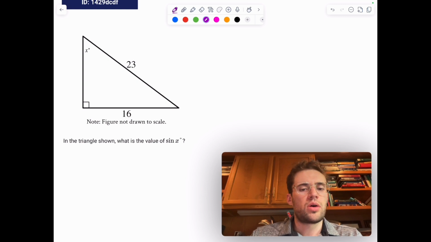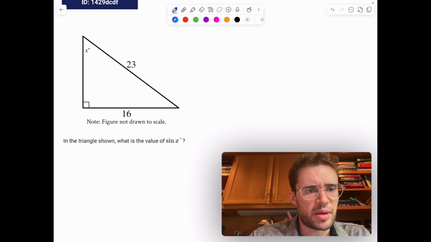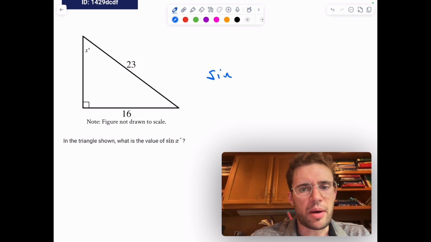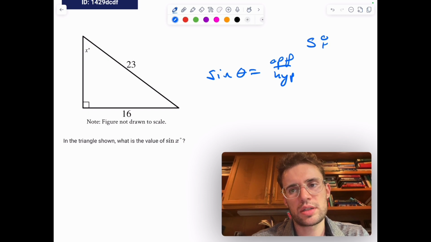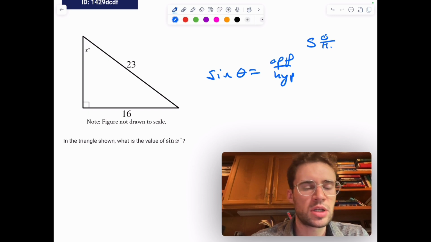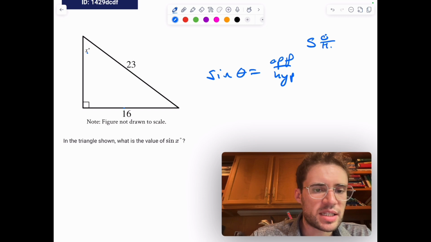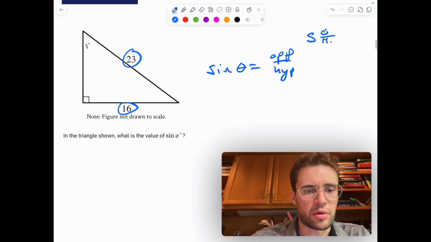In the triangle below, what is the value of sine of x? Sine of x is going to be opposite over hypotenuse. Well, sine of anything is opposite over hypotenuse, right? If it was SOHCAHTOA, sine is opposite over hypotenuse. And in this case, x is here, so opposite is the 16, the hypotenuse is 23.